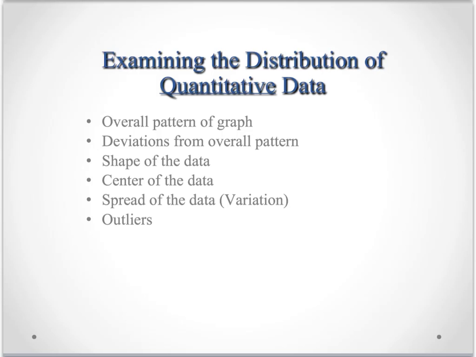In this video, we'll look at different ways that we can display quantitative data. To look at the distribution of quantitative data, we look for an overall pattern in a graph and then deviations from the overall pattern. So when looking at the overall pattern, we'll look at the shape of the data, the center of the data, and the spread of the data. And then outliers are deviations from that overall pattern.